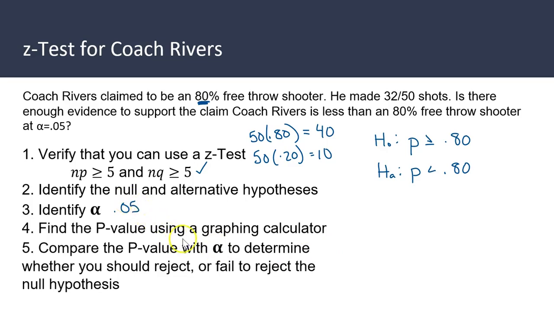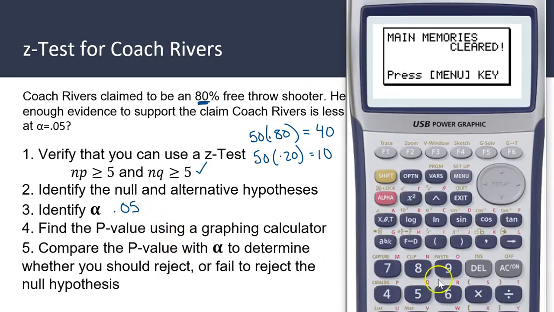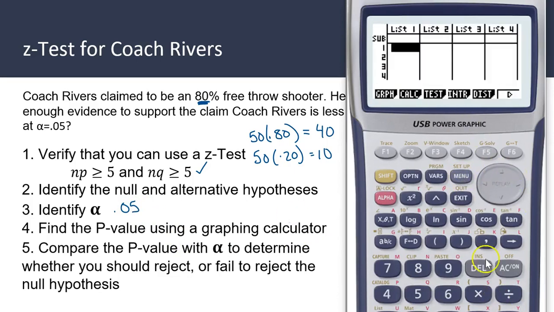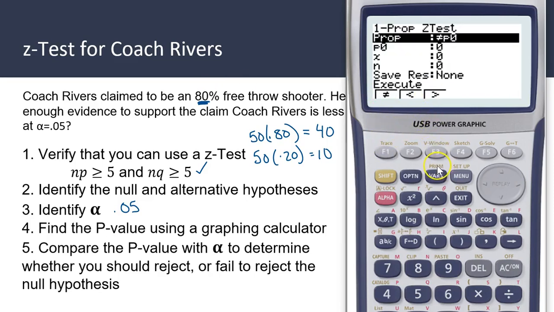All right, identify alpha. It's given to you in the problem: 0.05. And now we're going to find the p-value using the graphing calculator. So in the calculator, we're going to press menu and go to stat. All right, in stat, we want test, so that's F3. We're doing a z-test, F1. And we are doing a one proportion z-test, so that's F3.